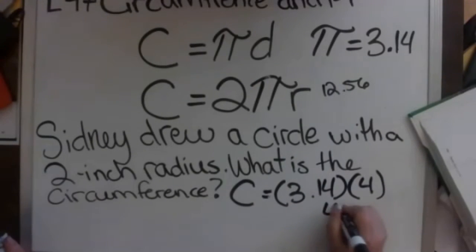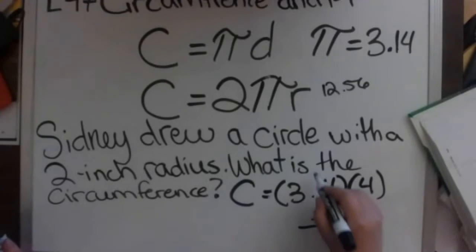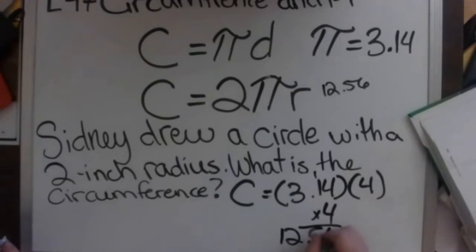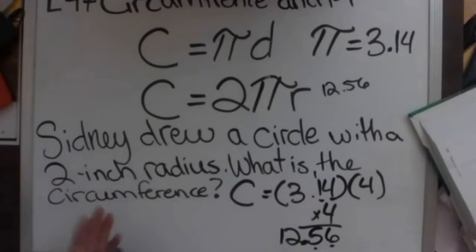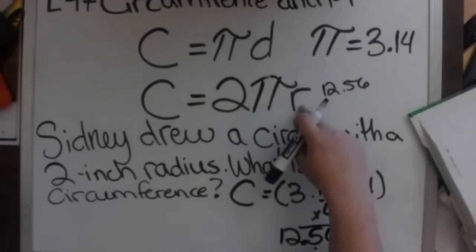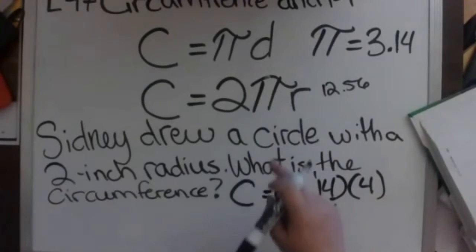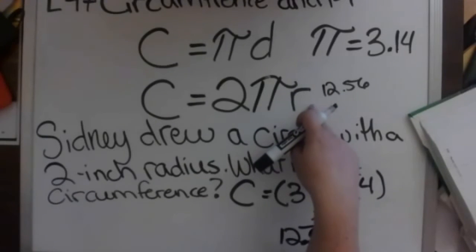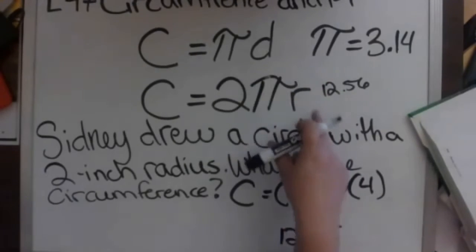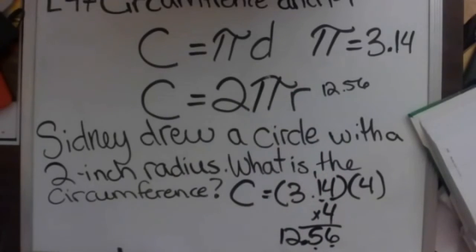So 3.14 times 4. 4 times 4 is 16. 4 times 1 is 4, plus 1 is 5. 4 times 3 is 12. I have 2 decimal places, and I get 12.56. So I get the exact same answer, as you can see, just one's a little bit longer than the other. If you get radius instead of diameter, you can still use the longer one if you'd like, or you can just change the radius into diameter and do the shorter one, instead of having to do multiplication and then multiplication again.